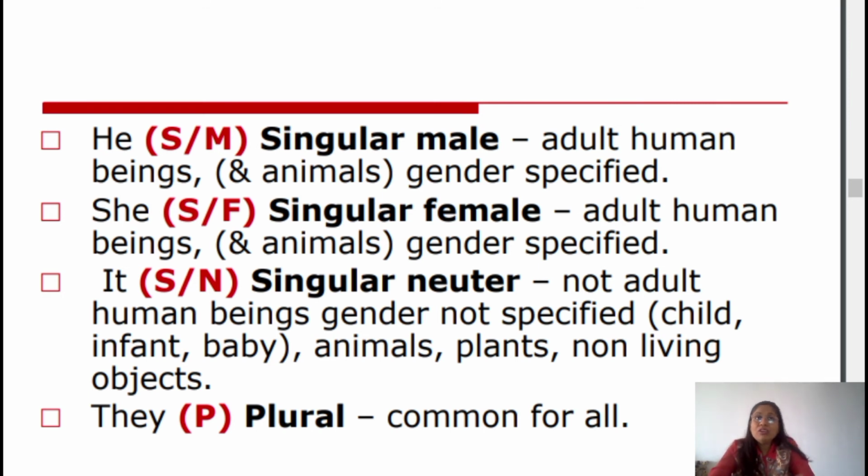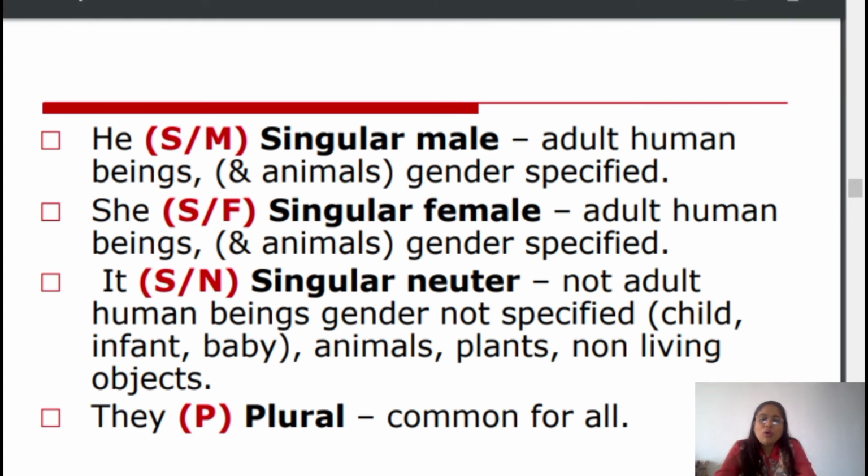They are small human beings, but we do not know if a child or an infant or a baby is a girl or boy. In that case, we make use of it to replace these nouns. We make use of it for animals if the gender is not specified. We make use of it to replace plants or all other non-living objects. They is a common plural for all of them.